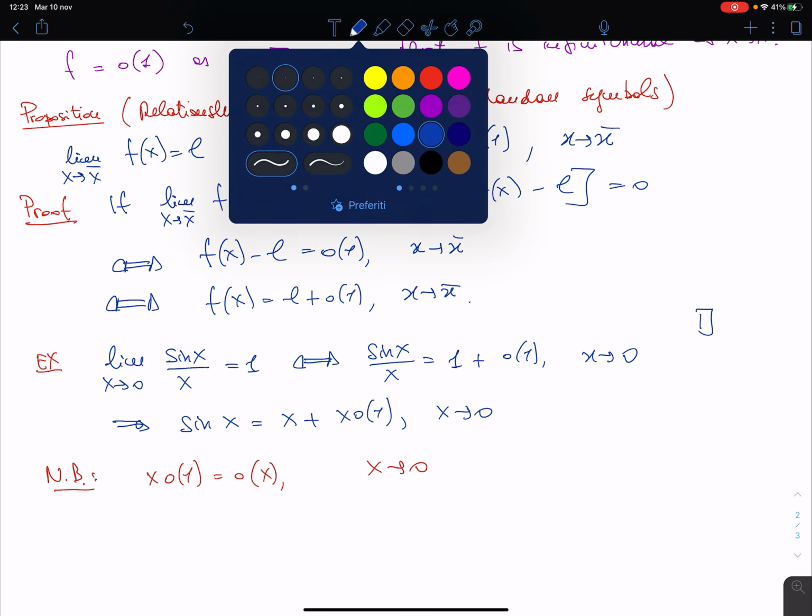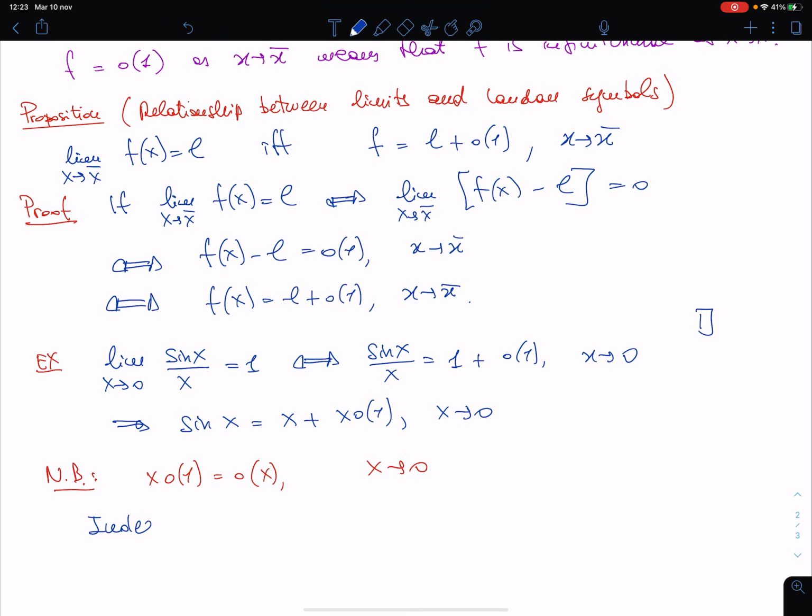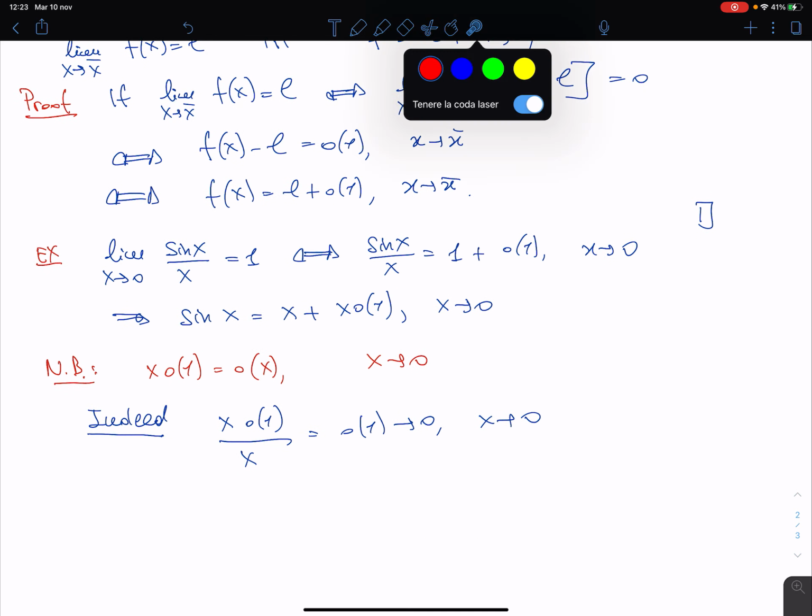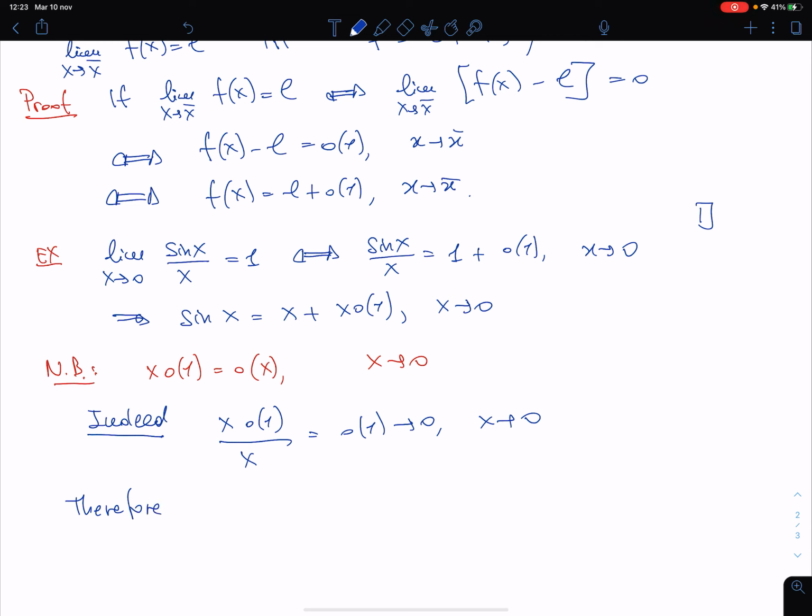How can we prove this? Indeed, I want to prove that the function on the left, divided by the function on the right, goes to 0. This is the content. So I write x little o of 1 divided by x. This is equal to little o of 1 that goes to 0 for x going to 0. So this is true. This is a typical proof with Landau symbols. Therefore, coming back here, I can write that sine of x is equal to x plus little o of x as x goes to 0.